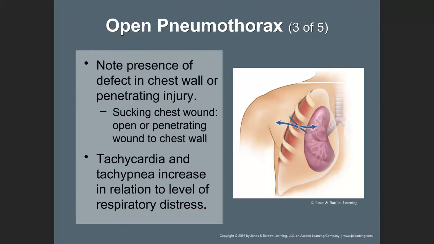Note presence of defect in the chest wall or penetrating injury. Sucking chest wound: open or penetrating wound to the chest wall. Tachycardia and tachypnea increase in relation to the level of the patient's difficulty breathing or respiratory distress.